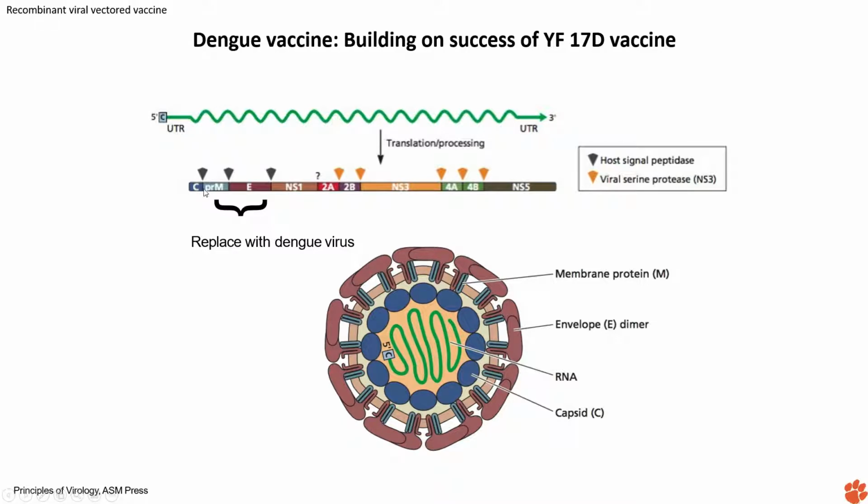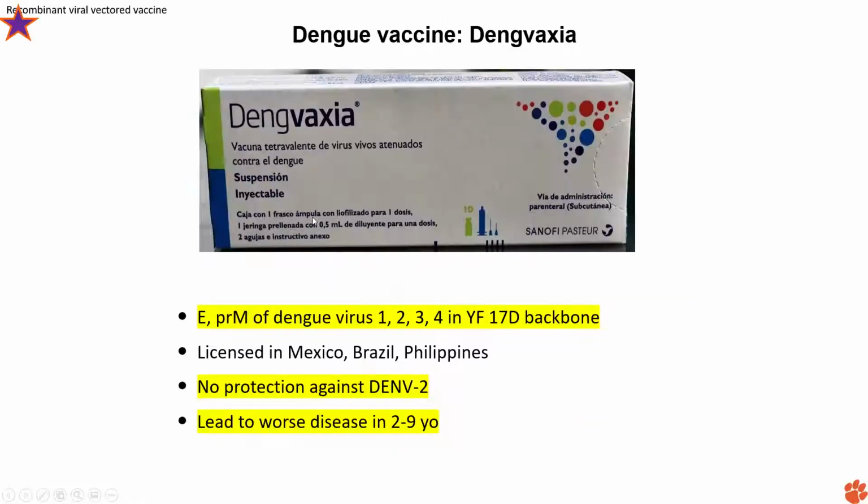What they did is that right here is the linear representation of the yellow fever virus polyprotein that is being produced. And what was done is that these PRM and the E were replaced right here. You can see that this is the membrane protein and the envelope protein. This membrane protein, PR means pre-M, needed to be processed to the mature M. But they are replaced by the dengue virus. So that's the E and PRM of dengue virus 1, 2, 3, 4 in the YF17D backbone.